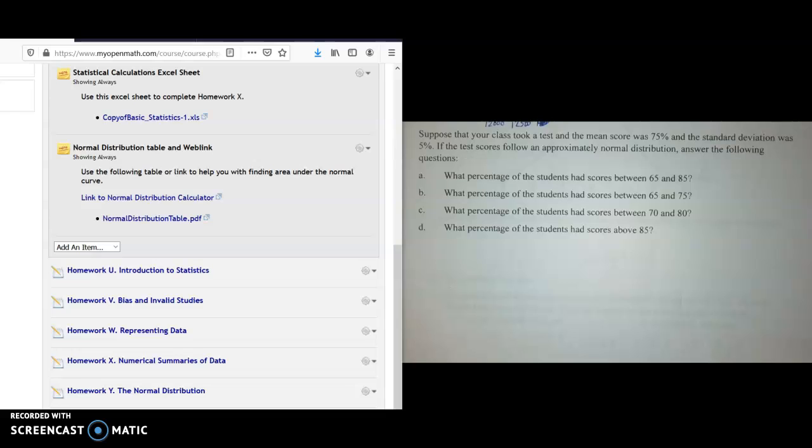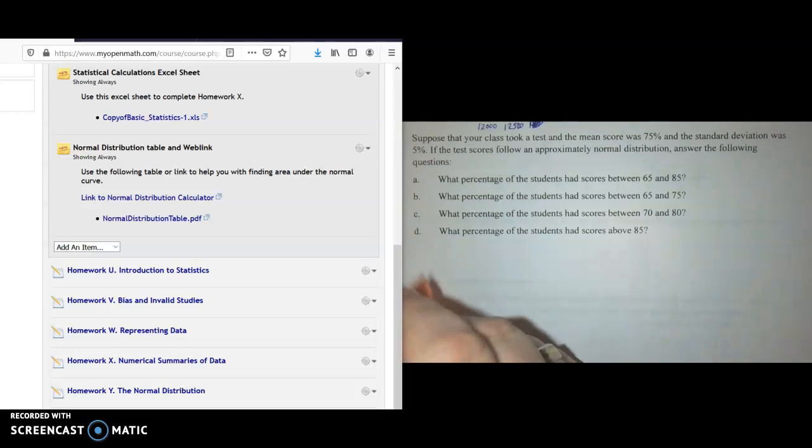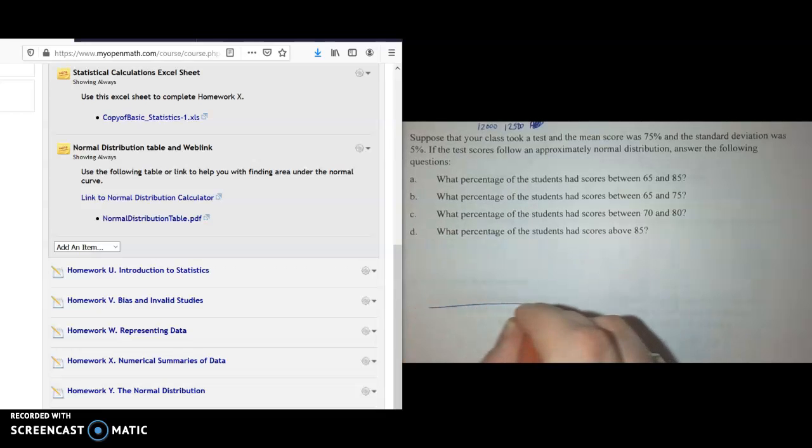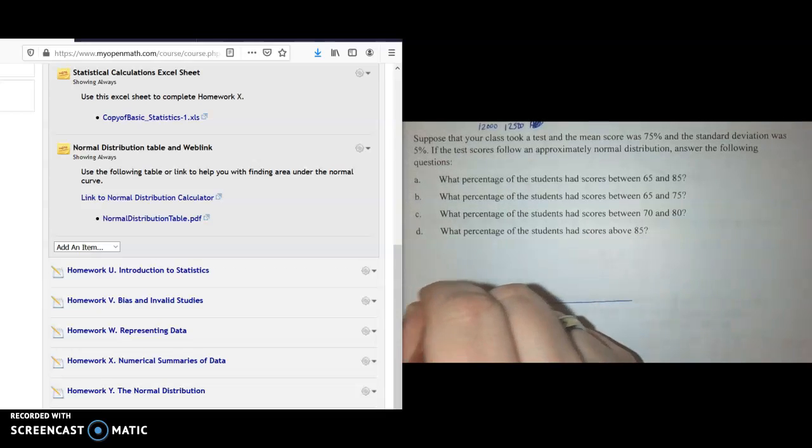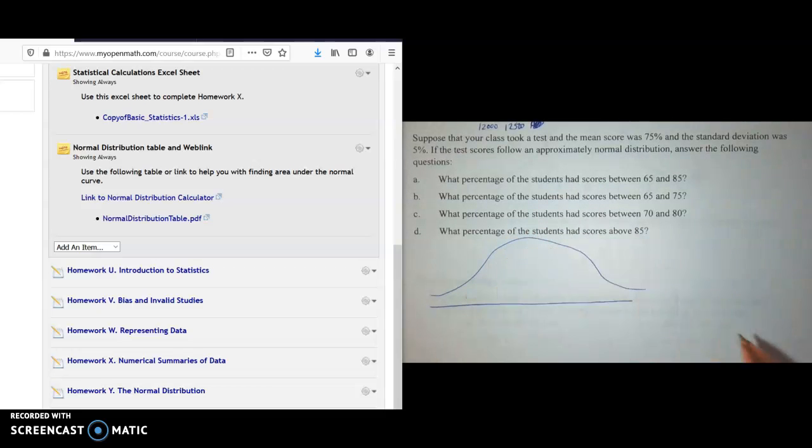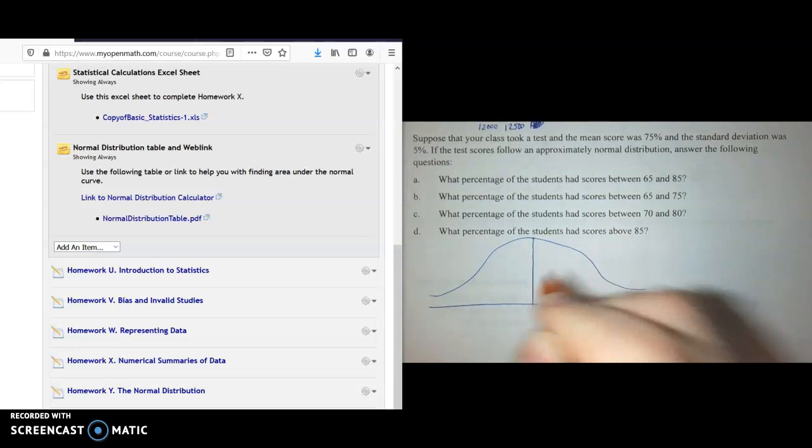So let's suppose that your class took a test and the mean score was 75% and the standard deviation was 5%. If the test scores follow an approximately normal distribution, answer the following questions. Before I answer the questions, I want to create a normal distribution.